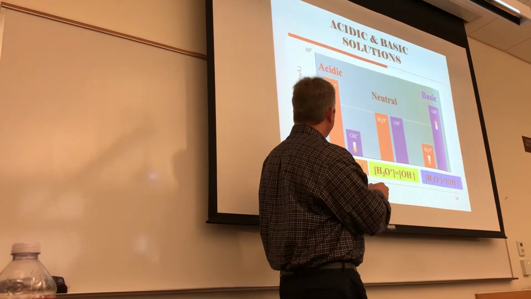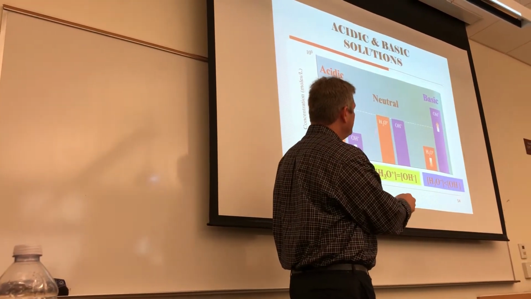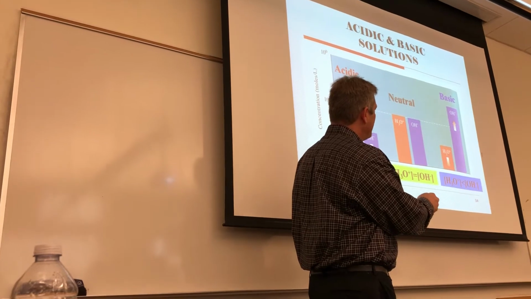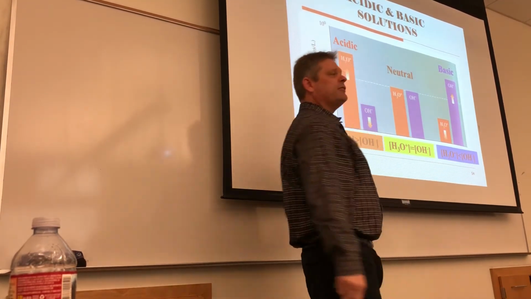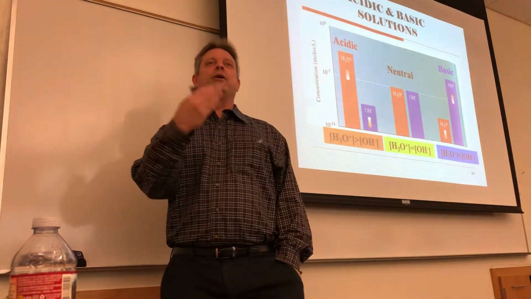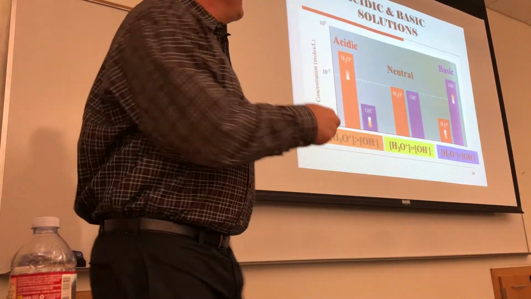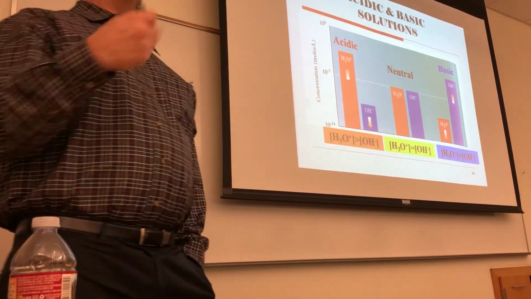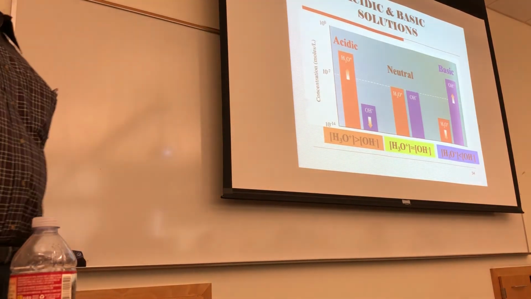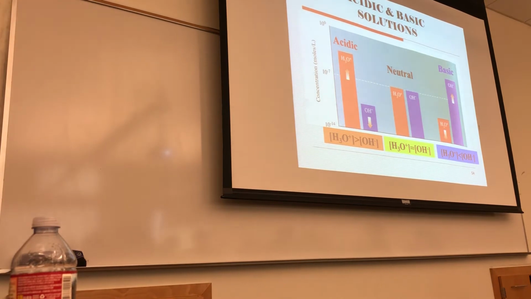When they're the same, both 10 to the minus 7, I have a neutral solution, just H2O. That means you have the same amount of each of these ions. And when I have more hydroxide than hydronium ion, I have a basic solution. And whatever I put in will cause that adjustment to either increase this or this based on how they interact with the water. Okay. But the Kw is always 1 times 10 to the minus 14.